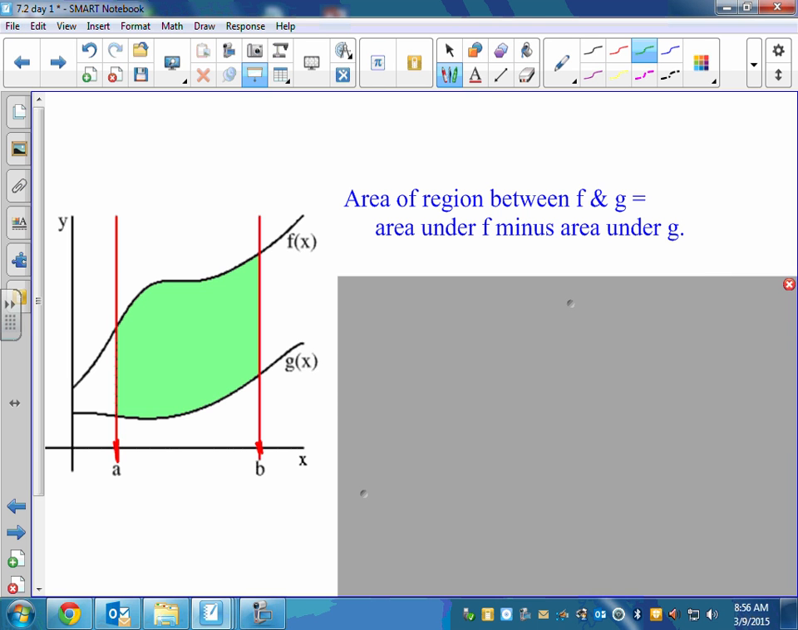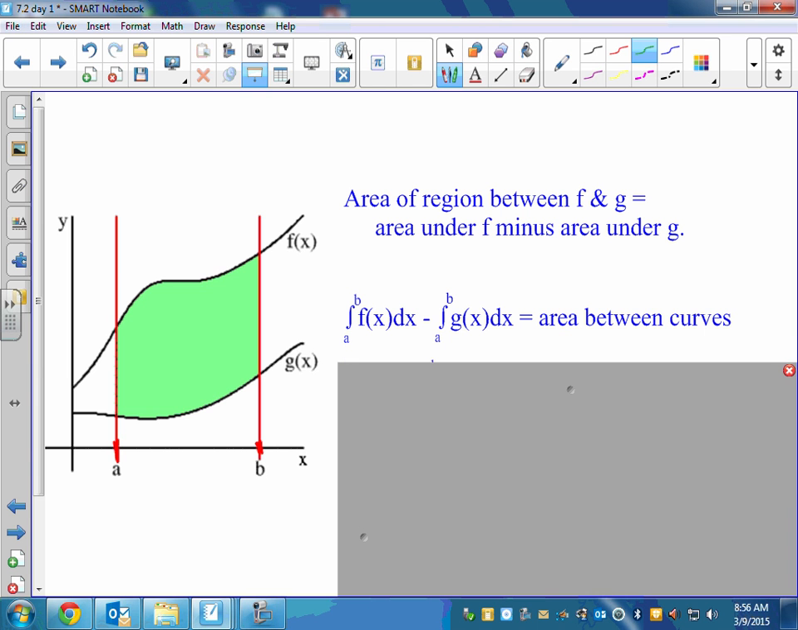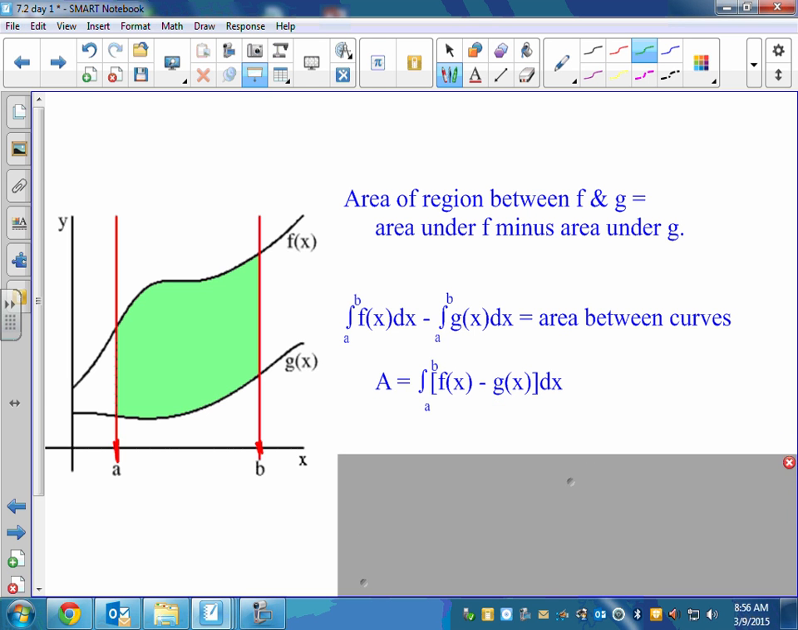We kind of did that already, which means, look, I wrote all this out for you. The area under f means the integral from a to b of f of x minus the integral from a to b of g of x. But if you wanted to, you can just do that all at once. The area between two curves is defined as the integral from a to b of f of x minus g of x. Order matters here, though, right?